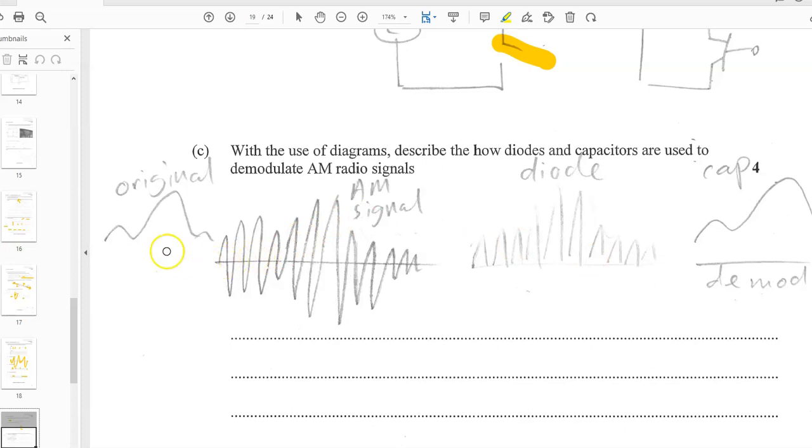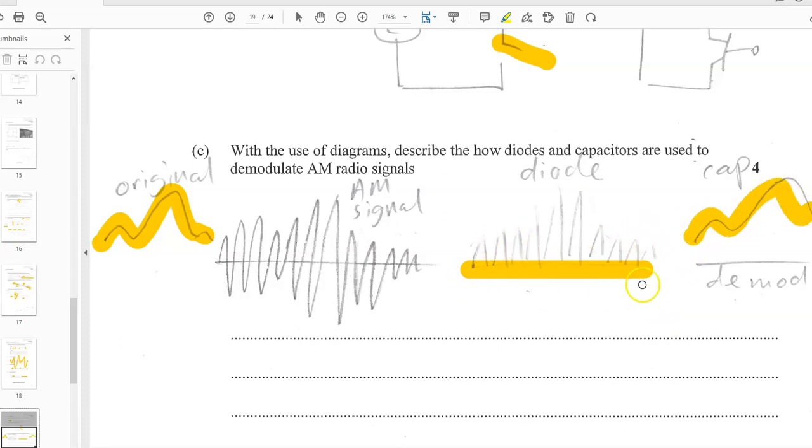Okay. Now, this is what the sound actually sounded like. I don't need that. I only asked for demodulation. That's what the sound actually looked like. Then, the radio converted into this shape. The diode got rid of the bottom half. The capacitor smoothed out those lines to look like this.